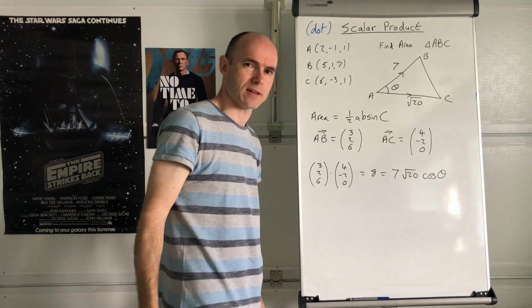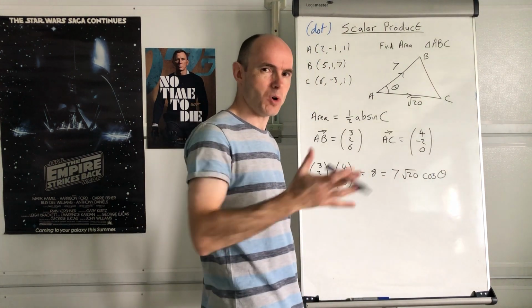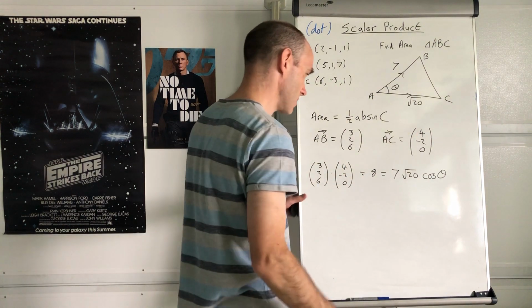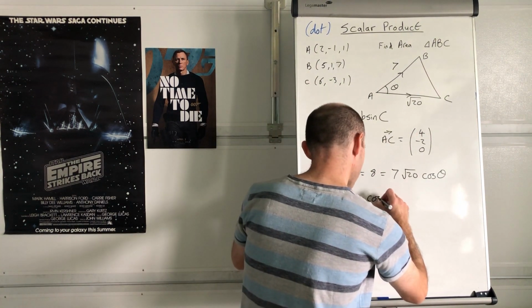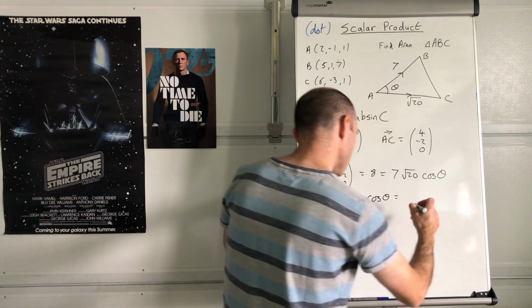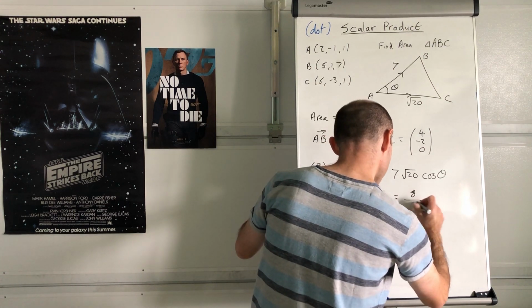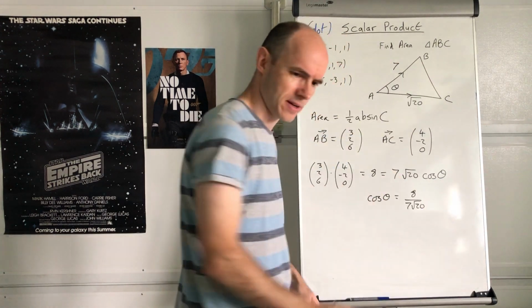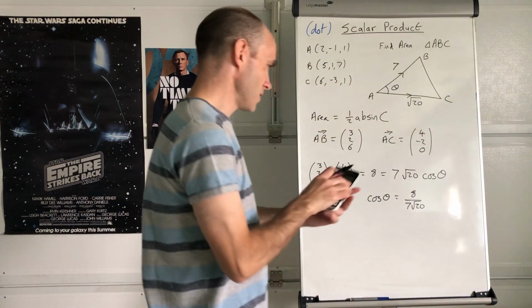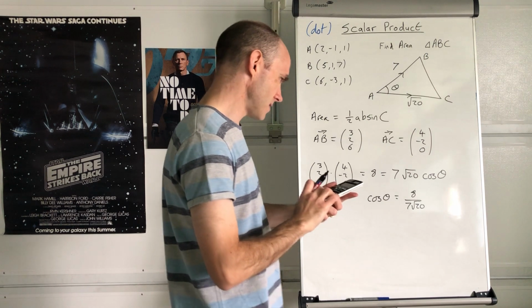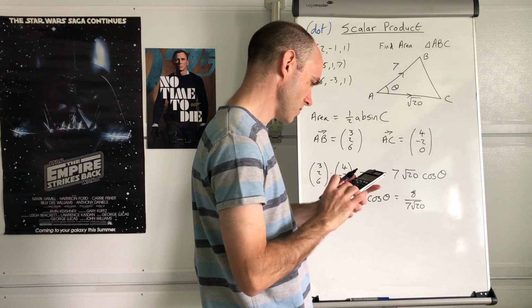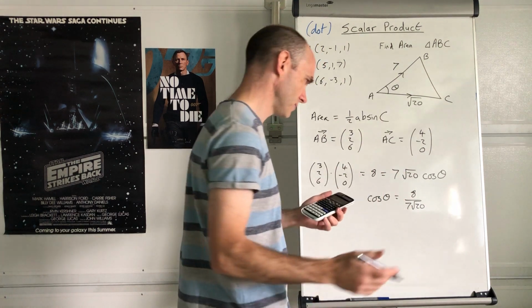Which is rather handy, isn't it? Okay. So a lot of the work in finding the area of this is done in the scalar product calculations. Now let's just write that as cos theta is equal to 8 over 7 root 20. Now I'm sure that can be simplified. I'll use a calculator. That's 8 divided by 7 divided by square root 20 equals 4 root 5 over 35.